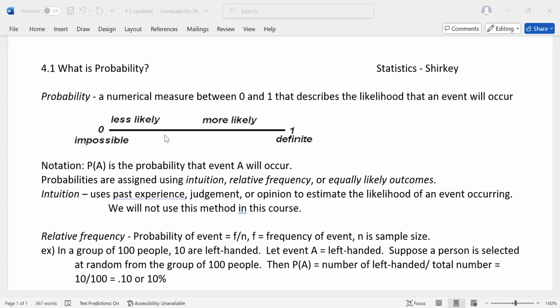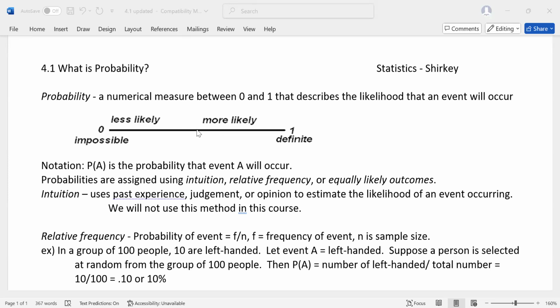So look at this line here. Right in the middle, it's going to be 0.5 or 50%. The more you go to the left, the less likely it becomes until you get to a probability of 0, which means it's an impossible event. We're going to take a look at that through the notes as we get to it.